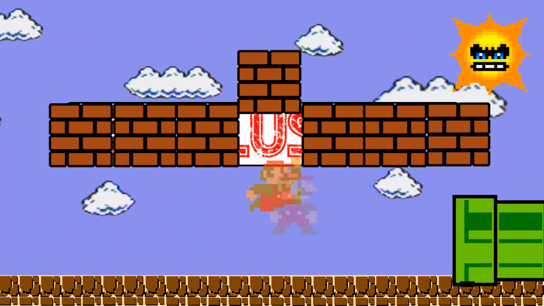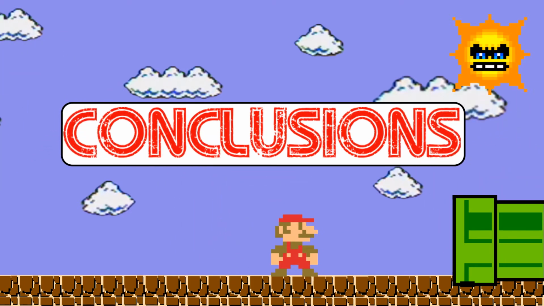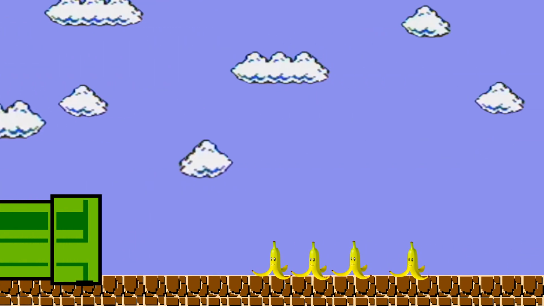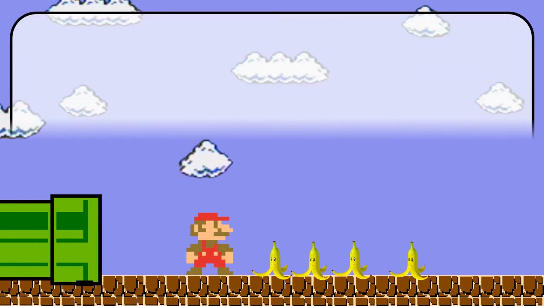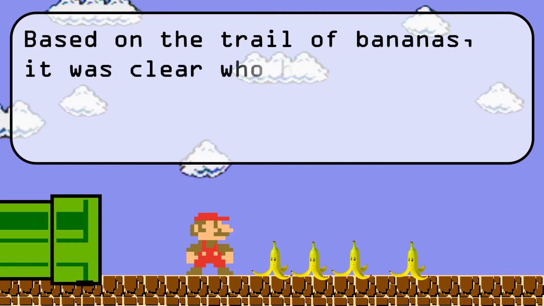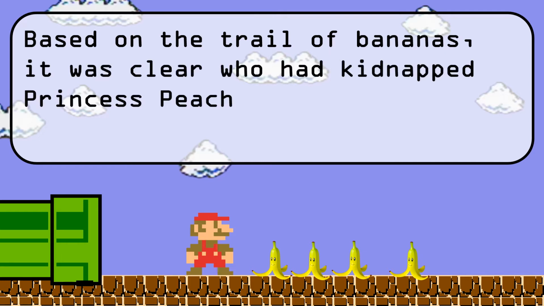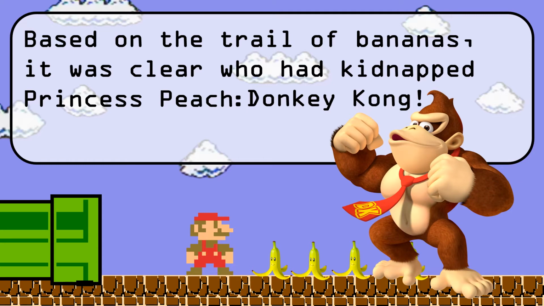Now, in addition to lists, colons can also introduce conclusions. Okay, let's see how this conclusion works here. Based on the trail of bananas, it was clear who had kidnapped Princess Peach. Now, in this context, we have a complete sentence again, and it's driving to our main point, which is the person who kidnapped Princess Peach. We have a conclusion, so we introduce a colon, and you'll see here that colon can now be used to introduce our conclusion, which is Donkey Kong. Of course, Donkey Kong kidnapped Princess Peach.